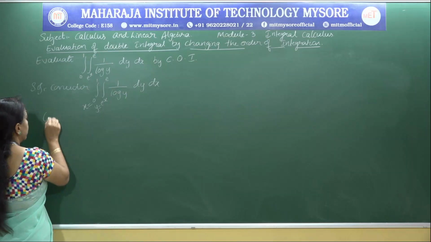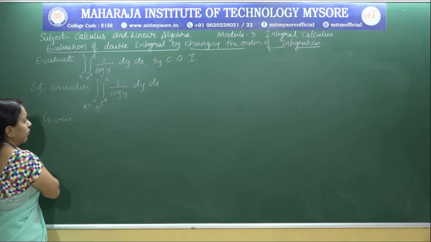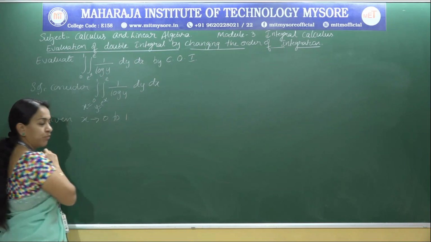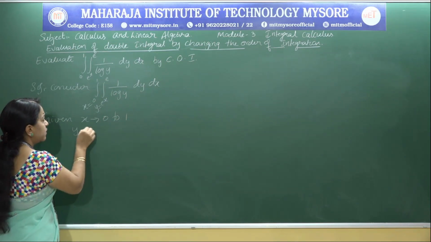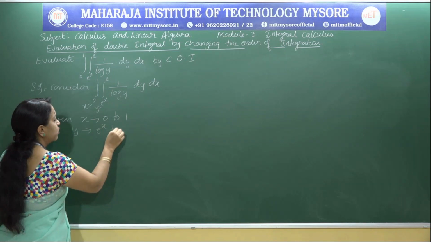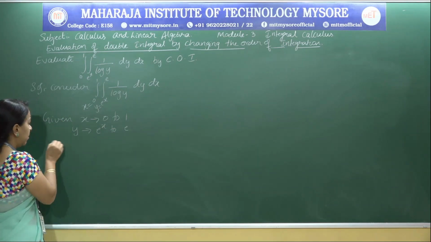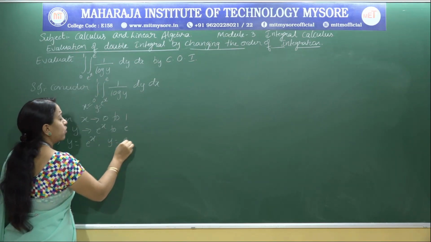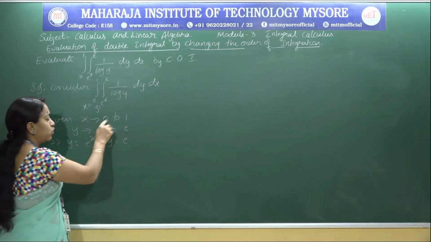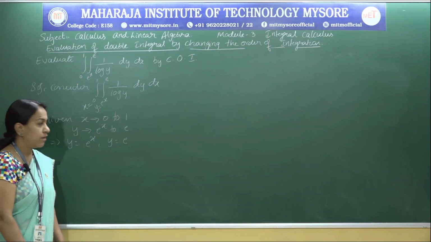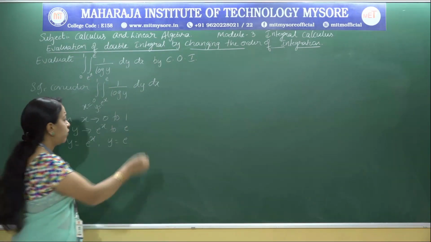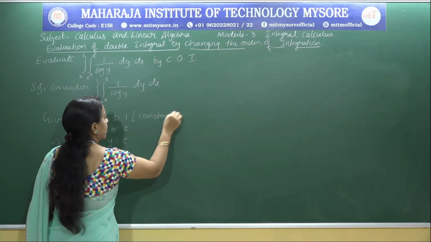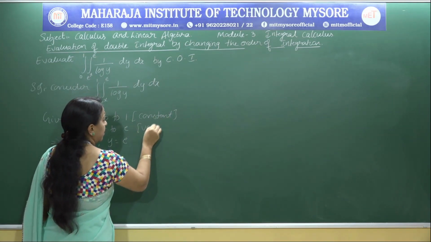So, given x varies from 0 to 1 and y varies from e power x to e, it is nothing but y equal to e power x and y equal to e, and x equal to 0 and x equal to 1 are the given limits. So, of course, x is a constant limit and y is a variable limit.